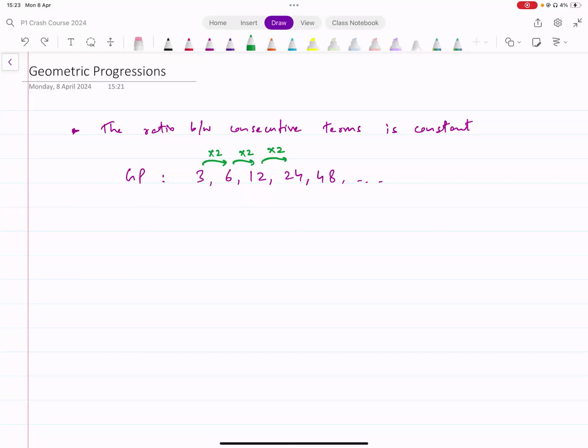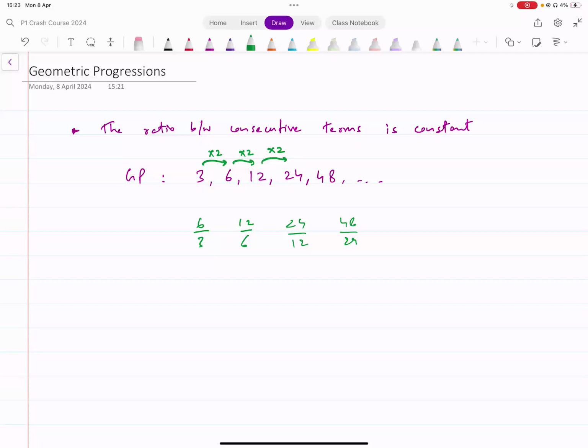2 is basically the ratio between the terms. So this is 1:2. Again, 6 to 12, that's also 1:2. 12 to 24, that's also 1:2. So the ratio between consecutive terms, we could say 6 over 3, that's 2, 12 over 6 is 2, 24 over 12 is 2, 48 over 24 is 2. The ratio between consecutive terms, that is constant. This is what a geometric progression looks like.